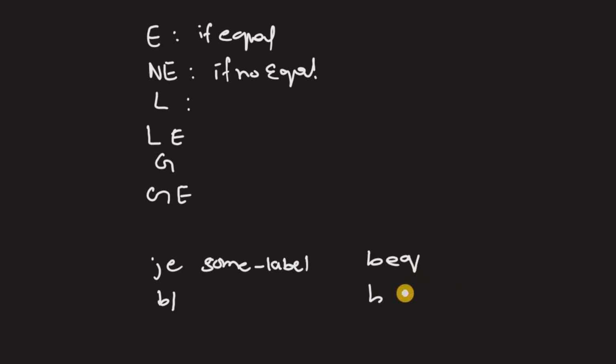Okay, and BNE means branch to some label if not equal. So, jump if equal, branch to some label if less than. So, branch less than, branch equal, branch not equal. Okay, so we can go ahead and do an example of this.